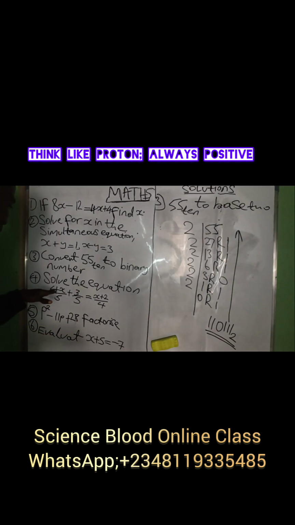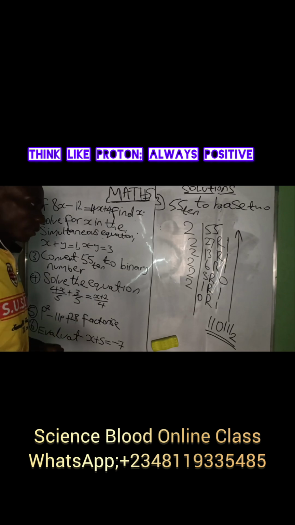Question number 4, which says solve the equation. We have here 4x all over 5 plus 3 over 5 equals x plus 2 over 4.